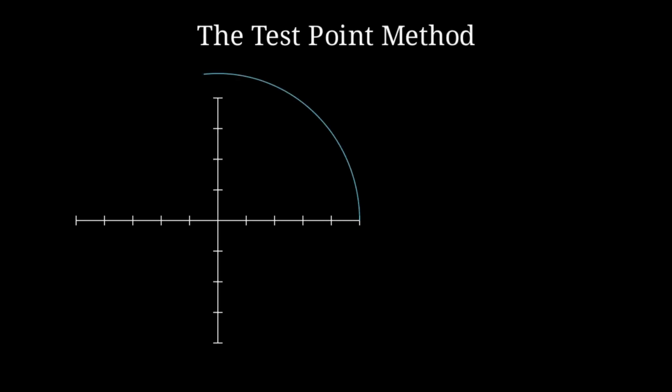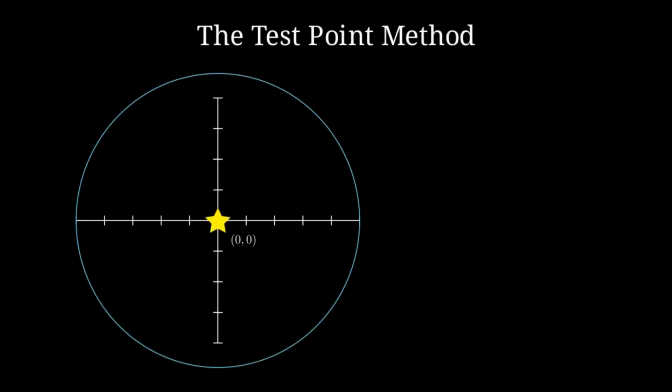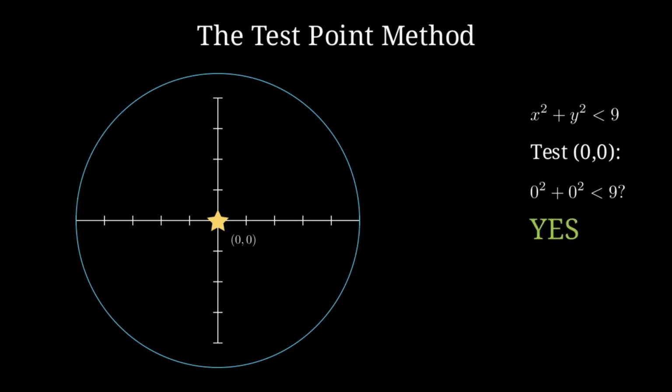When in doubt, use a test point not on the boundary, like the origin. Plug the coordinates into the inequality. If the resulting statement is true, shade the region containing that point. If false, shade the opposite side of the boundary.